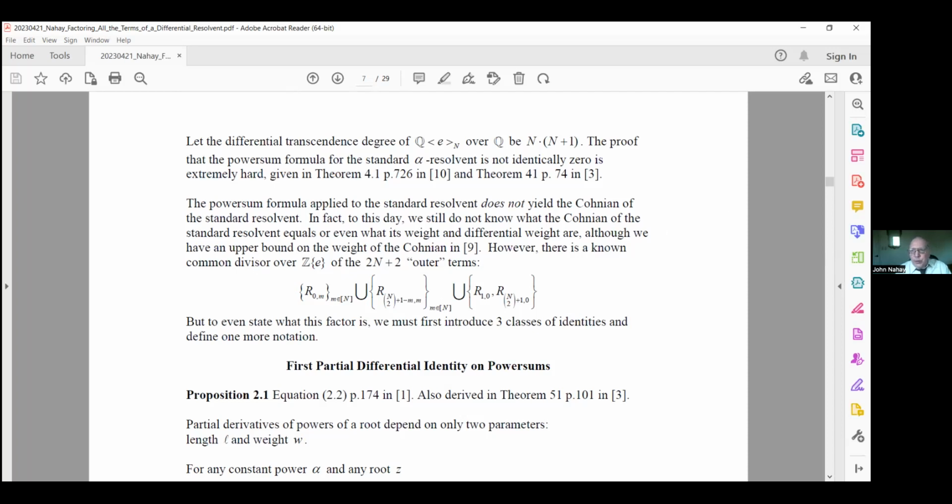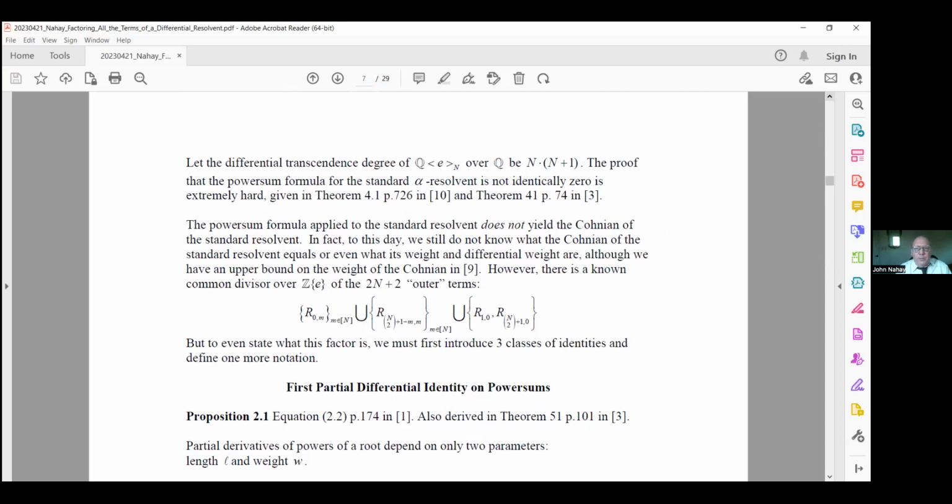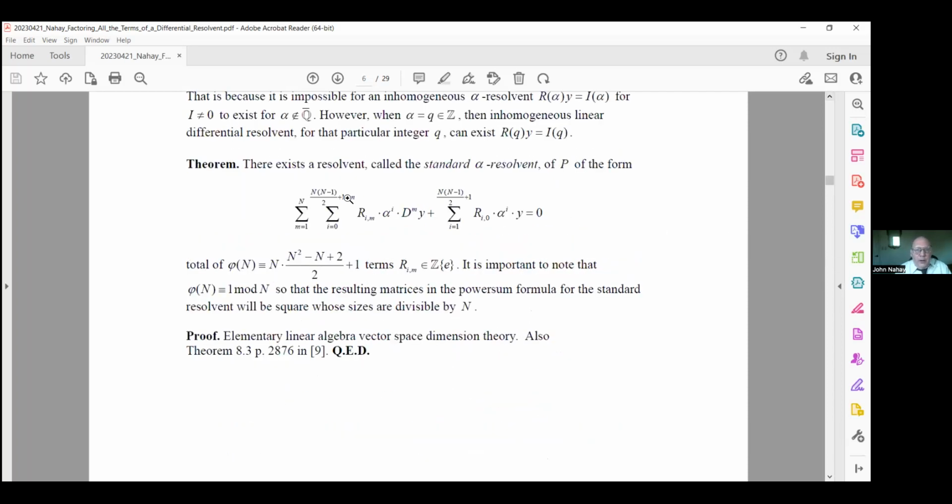And if I say outer terms, let me just go back up. You look here, for a given derivative, the outer terms would be r sub 0 comma m and r sub n choose 2 plus 1 minus m comma m. So it's the powers of lowest power in alpha and the highest powers in alpha.